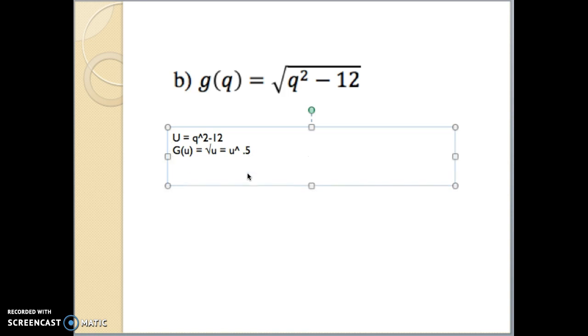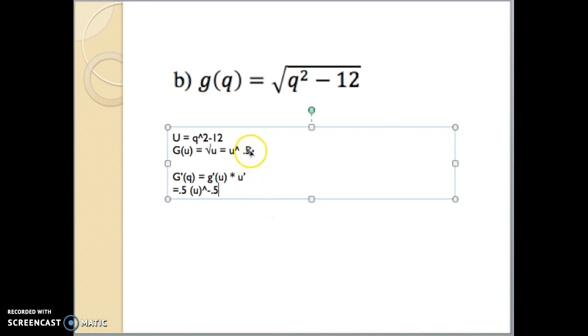So now we would find that g prime of q is equal to g prime of u times u prime, and that in this case is equal to my g prime of u is going to be 0.5 times u raised to the minus 0.5, because that's how I take a derivative of this function here of my u raised to the 0.5.